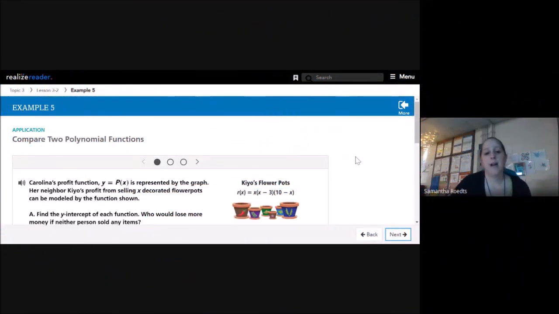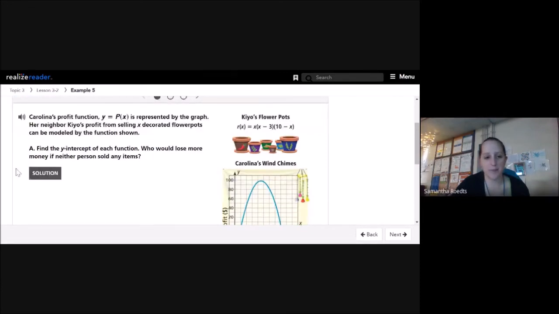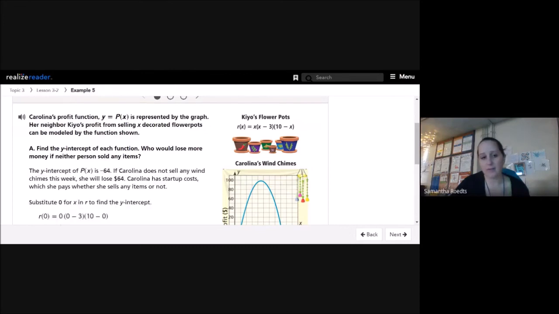All right, example number 5, compare two polynomial functions. Carolina's profit function y equals P(x) is represented by the graph. Her neighbor Kio's profit from selling x decorated flower pots can be modeled by the function shown. So here's Kio's flower pots and Carolina's wind chimes. Find the y-intercept of each function. Who would lose more money if neither person sold any items?